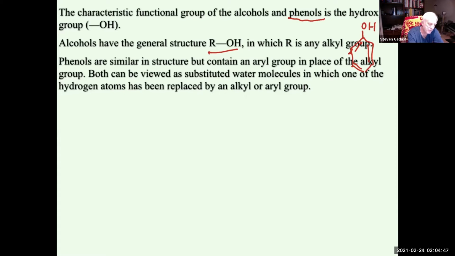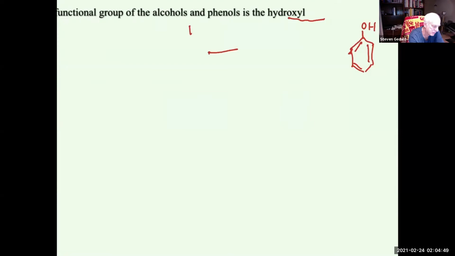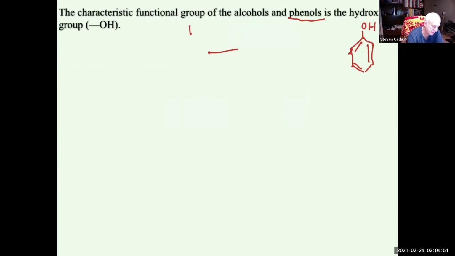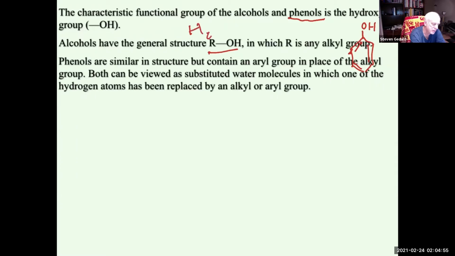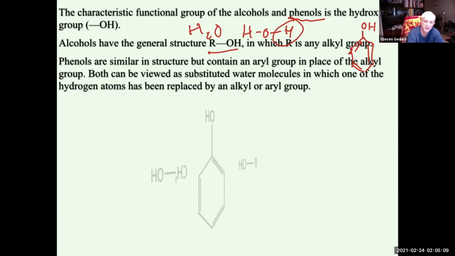Remember, the formula for water is H2O. So hydrogen, oxygen, hydrogen. One of these hydrogens is replaced by an alkyl group or an aryl group. That's an alcohol. So it's a replacement in the water molecule, and it has similar properties, like hydrogen bonding.